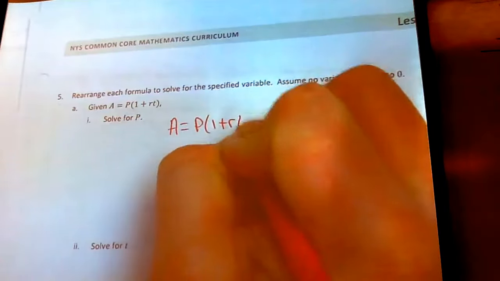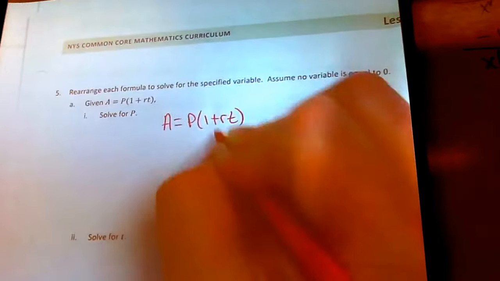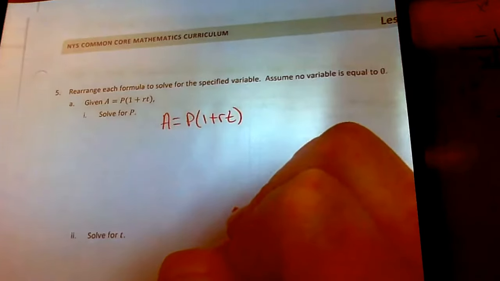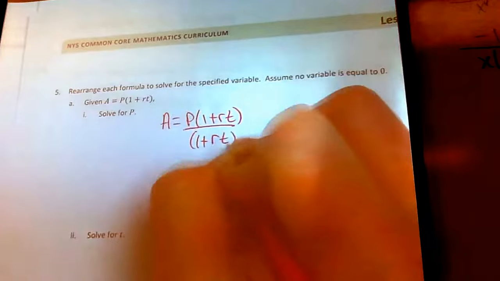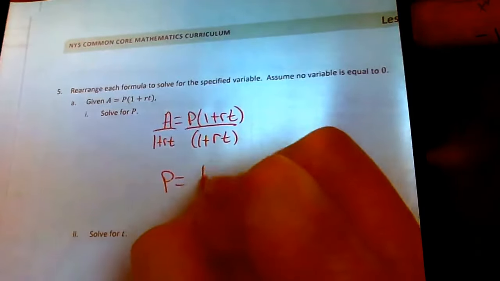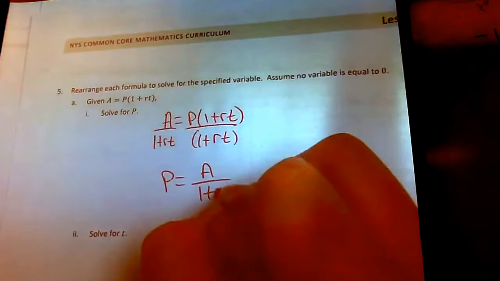Solve for P. A equals P plus PRT. No, you don't want to distribute actually. I'll show you right now. A equals P times 1 plus RT. That's multiplication, right? What's the opposite of multiplying? Divide. So you divide by that whole thing. So P equals A over 1 plus RT.